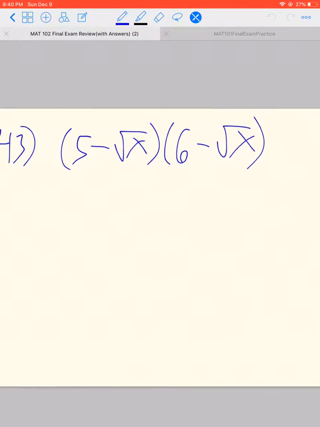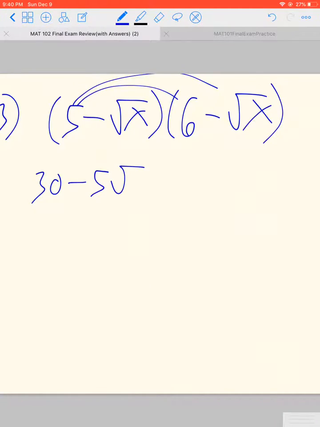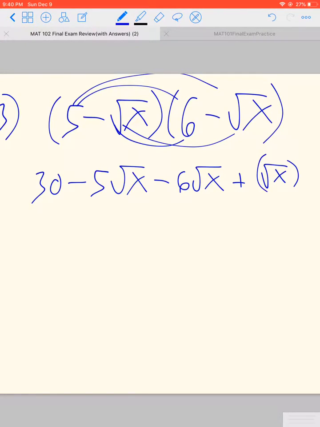Let's take a look at 43. This is a multiplication. We have a binomial times a binomial, so we have to FOIL. 5 times 6 is 30. 5 times a negative square root of x is negative 5 square root of x. Negative square root of x times 6 is negative 6 square root of x. And a negative square root of x times a negative square root of x will give us a positive square root of x squared. So we multiplied everything out.